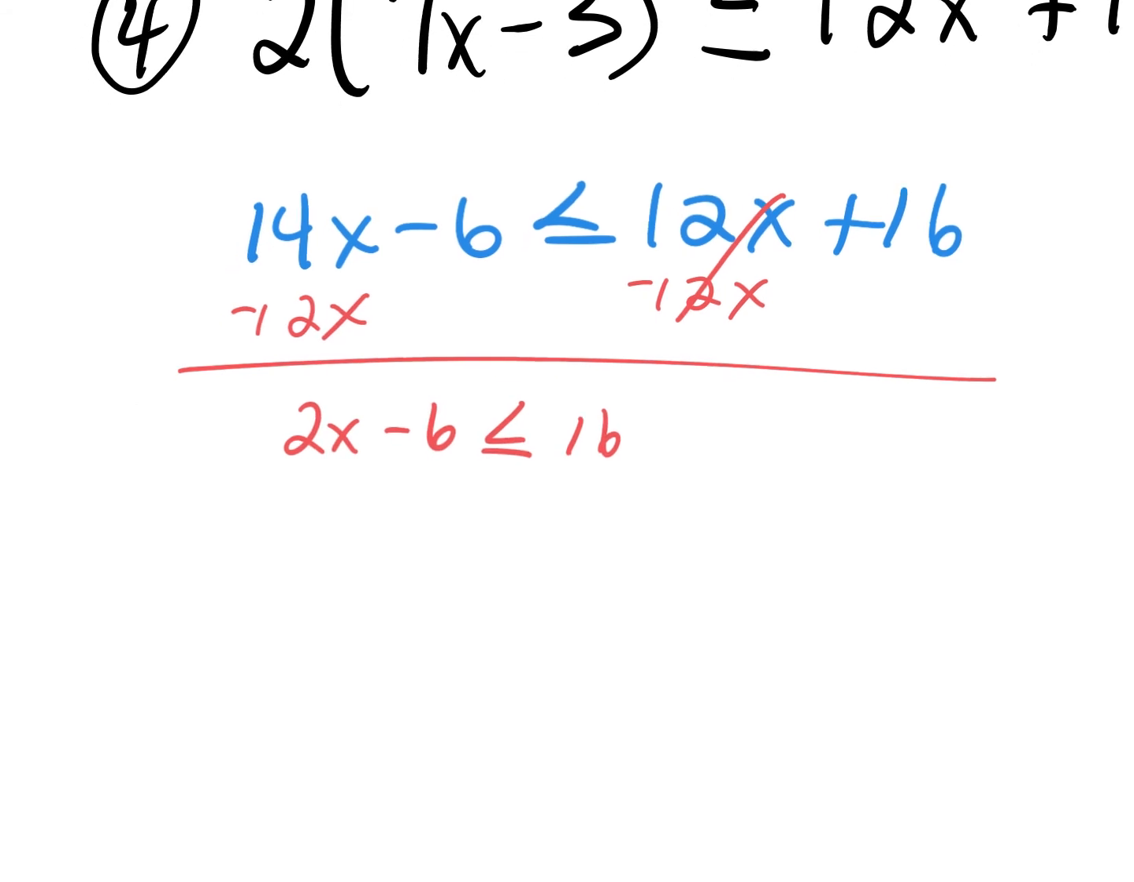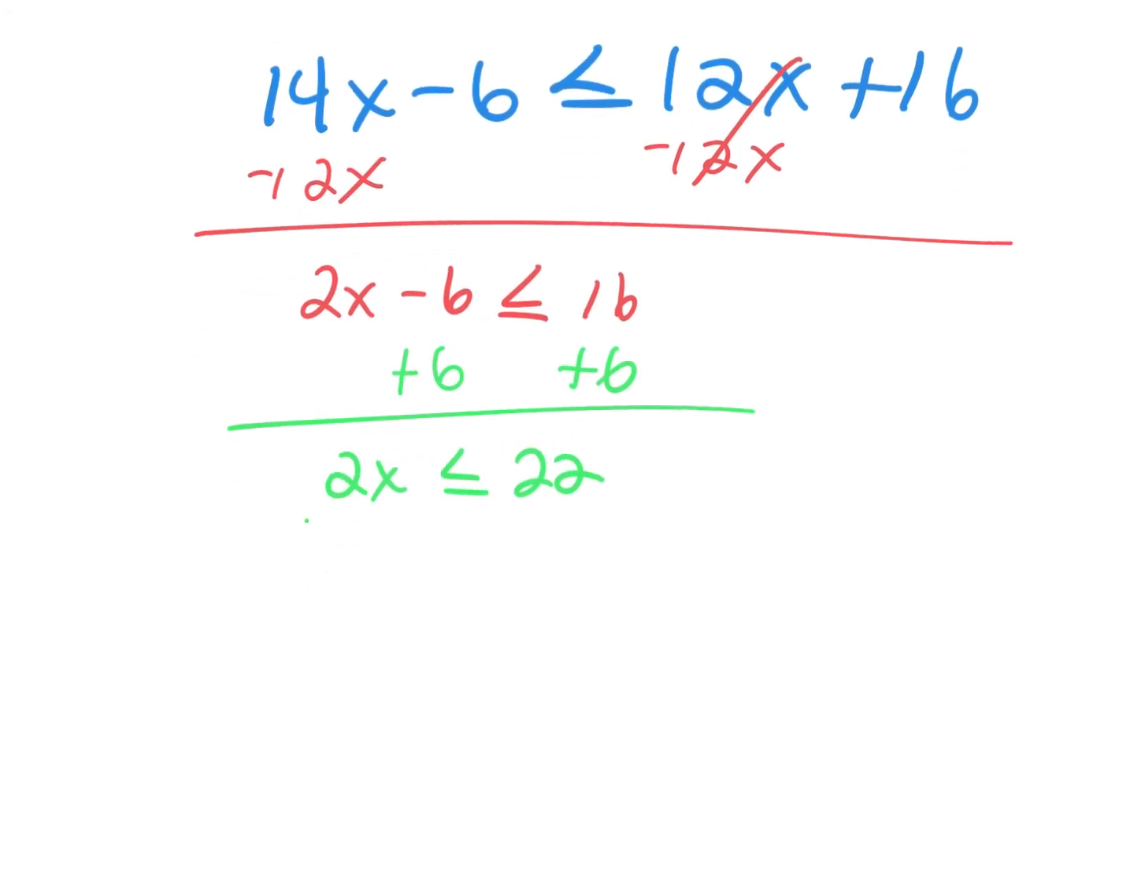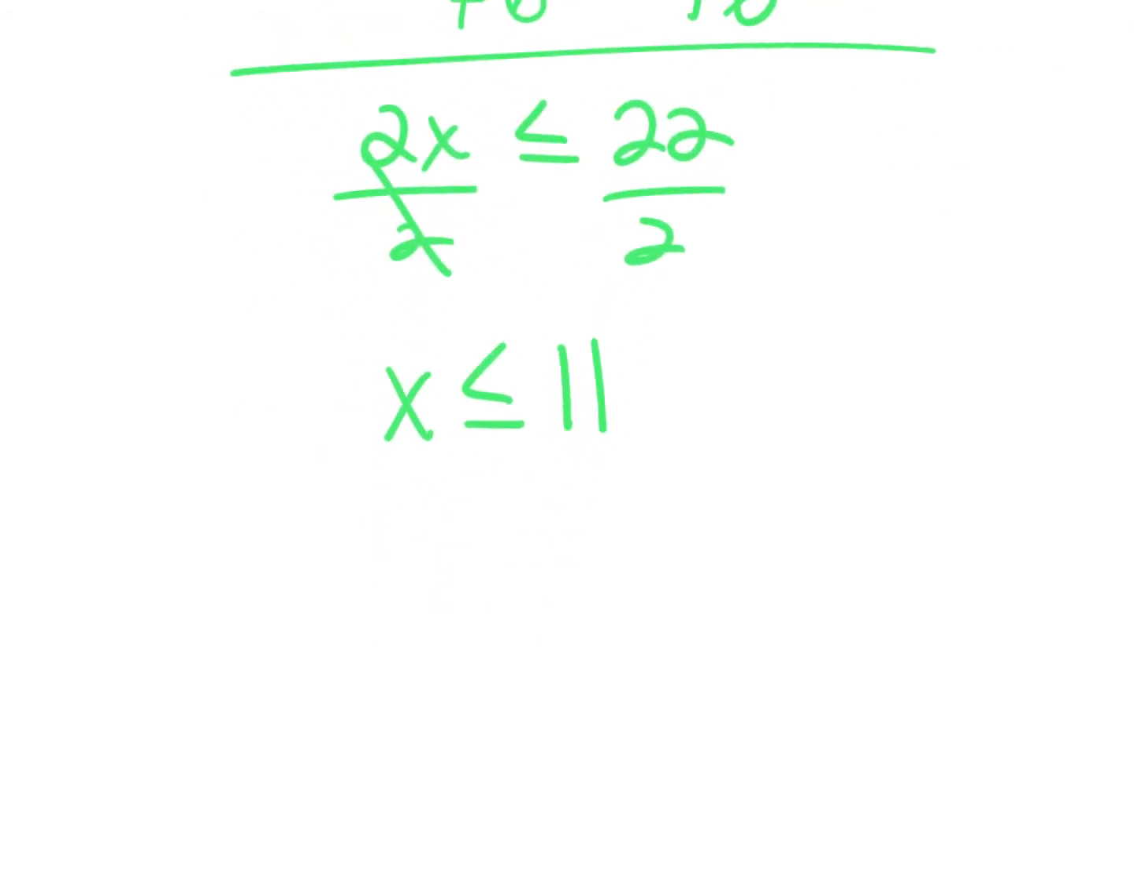Should I move the 6 over? Okay, add 6 to both sides. 2x is less than, what's 16 plus 6? 22. And then do what? Divide both sides by 2. Did I multiply or divide by a negative number? Nope. So x is less than or equal to 11.